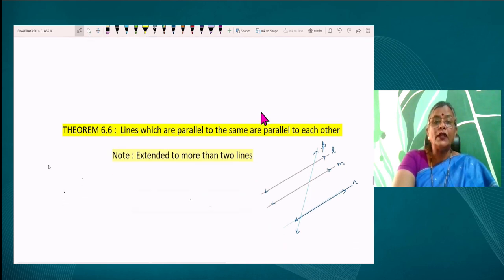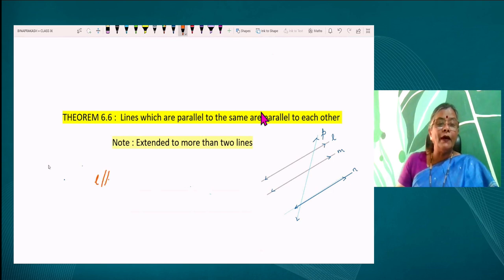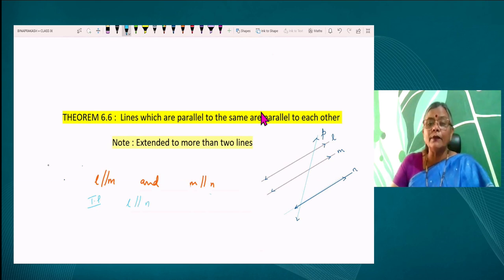Before we move on, the last theorem that we have is that lines which are parallel to the same line are parallel to each other. Like you have lines L and M, and it is mentioned that L and M are parallel, and M and N are also parallel. So what we have to prove is that L is parallel to N. We can make use of any of the three results and then prove it.